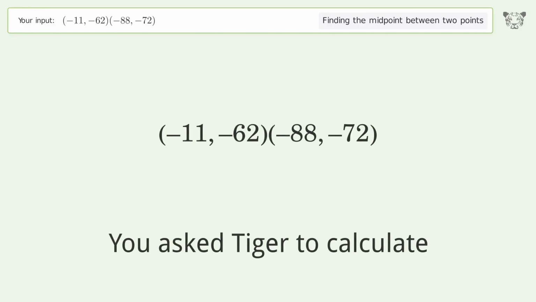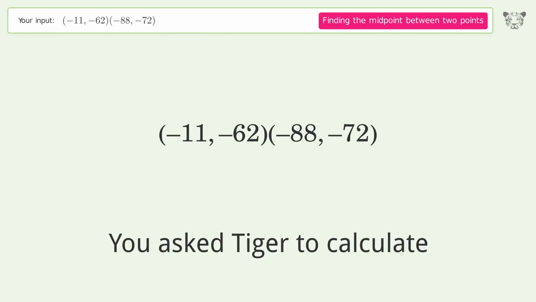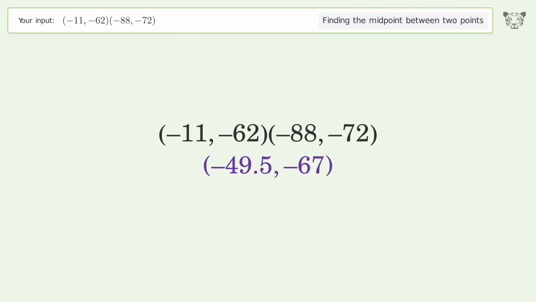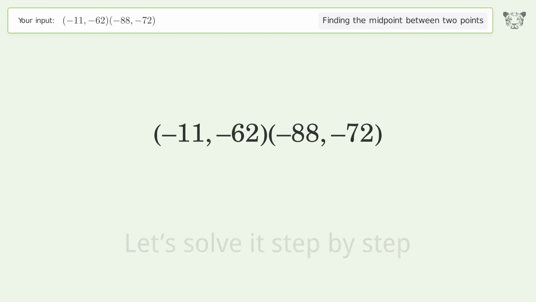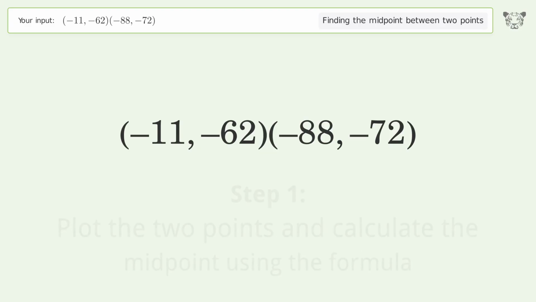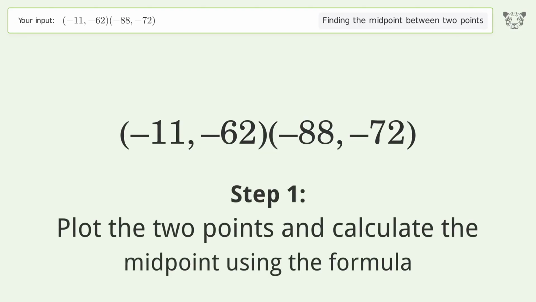You ask Tiger to calculate. This deals with finding the midpoint between 2 points. The midpoint between the 2 points is negative 49.5, negative 67. Let's solve it step by step. Plot the 2 points and calculate the midpoint using the formula.